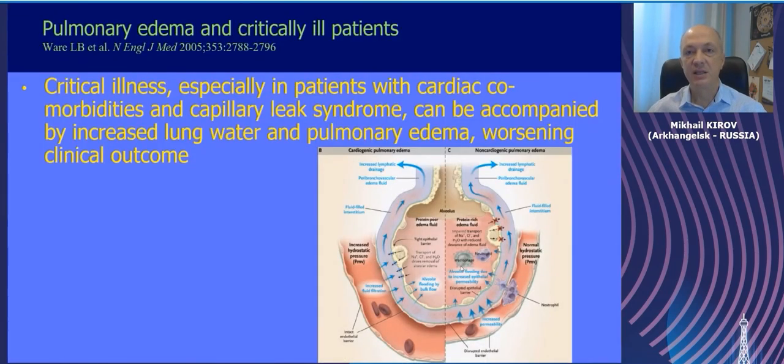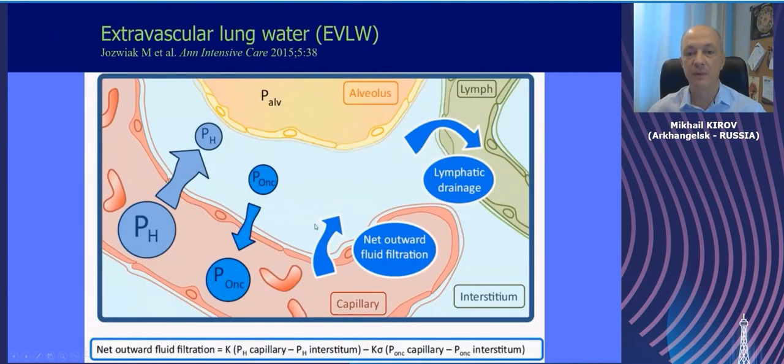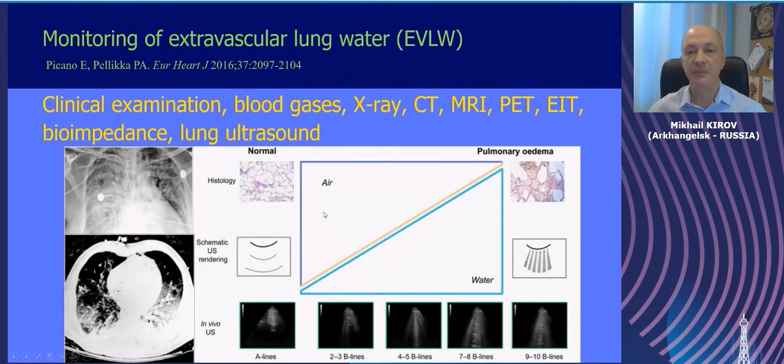During critical illness, especially in cardiac patients and in patients with capillary leak syndrome, we can observe pulmonary edema and increased extravascular lung water. The possible mechanisms for accumulation of lung water include changes of fluid filtration in the pulmonary vasculature due to increased capillary or interstitial hydrostatic or oncotic pressure, deteriorated lymphatic drainage, and worsened permeability.